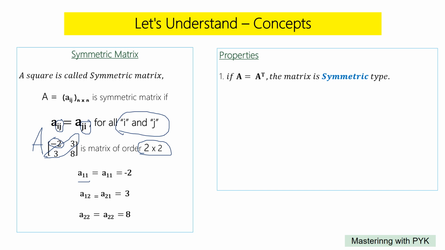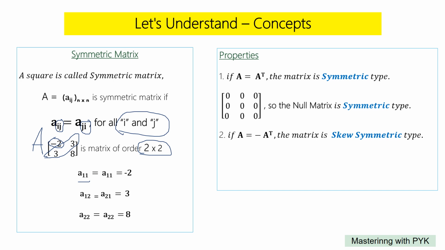Now, properties of the symmetric matrix. If A is equal to A transpose, then the matrix is a symmetric matrix. This means when we are able to put the elements of A in A transpose and both are equal, then it is a symmetric matrix. A null matrix is a symmetric matrix. So this will be an objective question: is a null matrix a symmetric matrix?